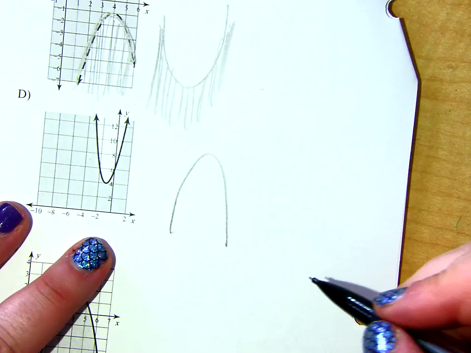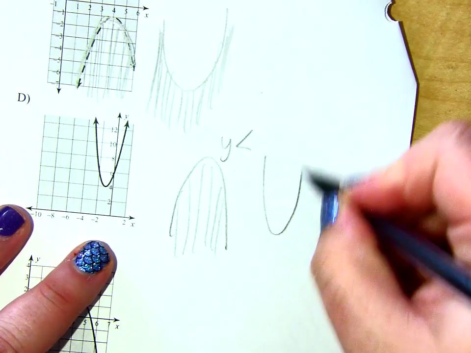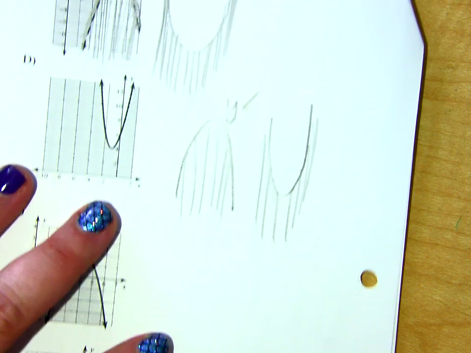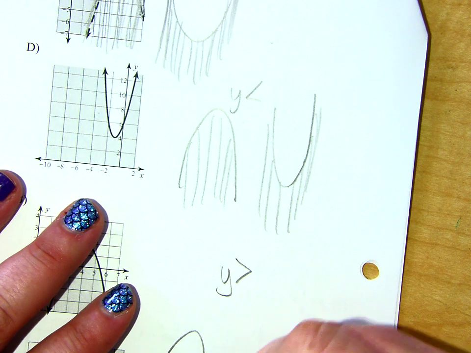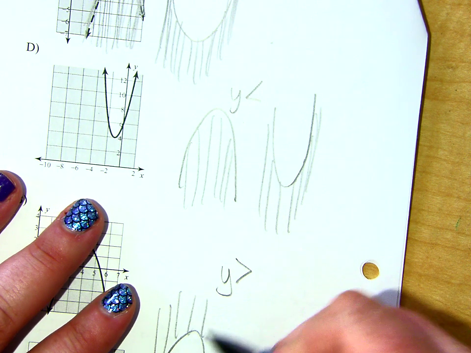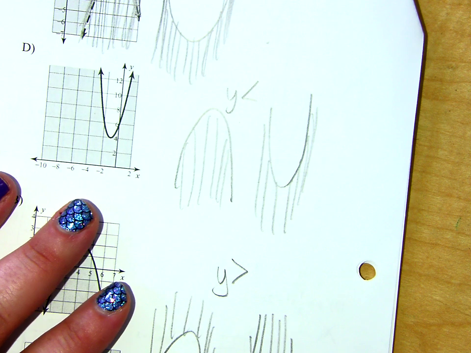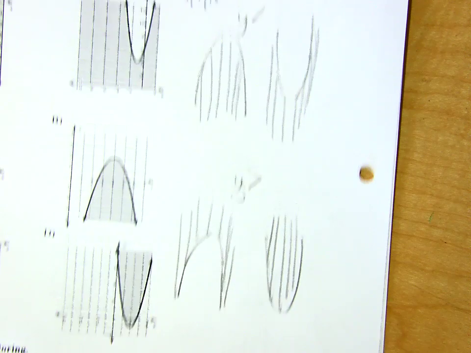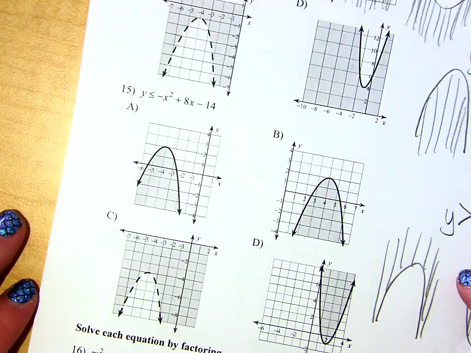So, if I had it down like a frown, and it was y is less than, shade underneath. If it's like this and y is less than, I still shade underneath. If I had y is greater than, and I had it like this, that's shading above. Either way. Does that make sense? Okay. So, can I do one?